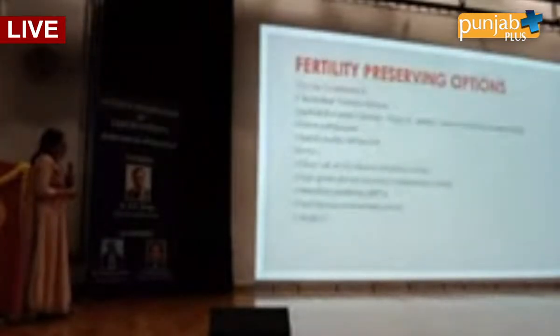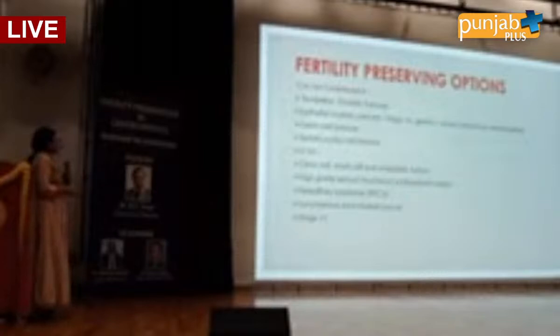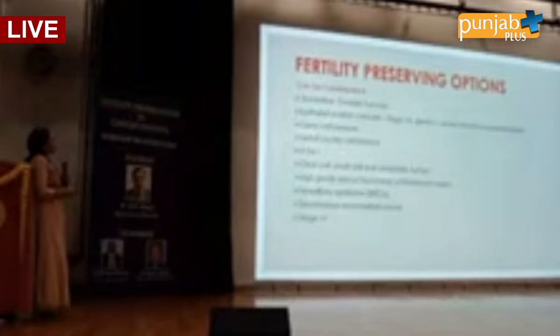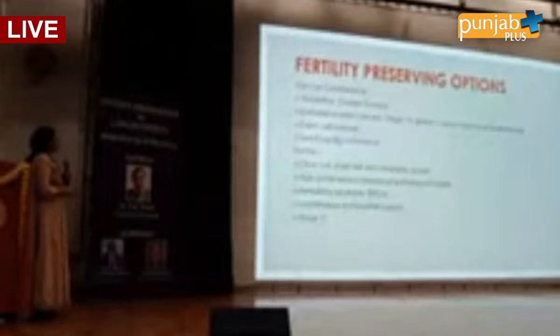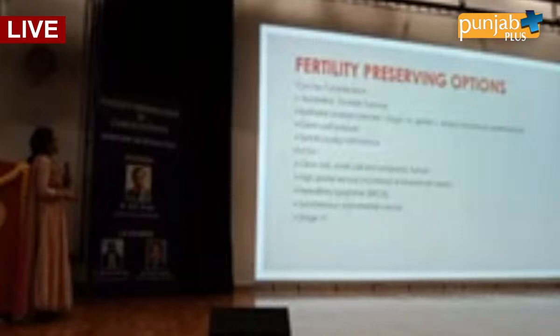And fertility preservation options can be considered in borderline ovarian tumor, epithelial ovarian tumor at stage 1A, grade 1, in serous, mucinous and endometrioid variety only, germ cell tumors and Sertoli-Leydig cell tumors. Fertility preservation is not for clear cell, small cell and anaplastic tumor, high grade serous or mucinous or endometrioid variety, hereditary syndromes like BRCA, synchronous endometrial cancer, or if the stage of the cancer is more than stage 1.